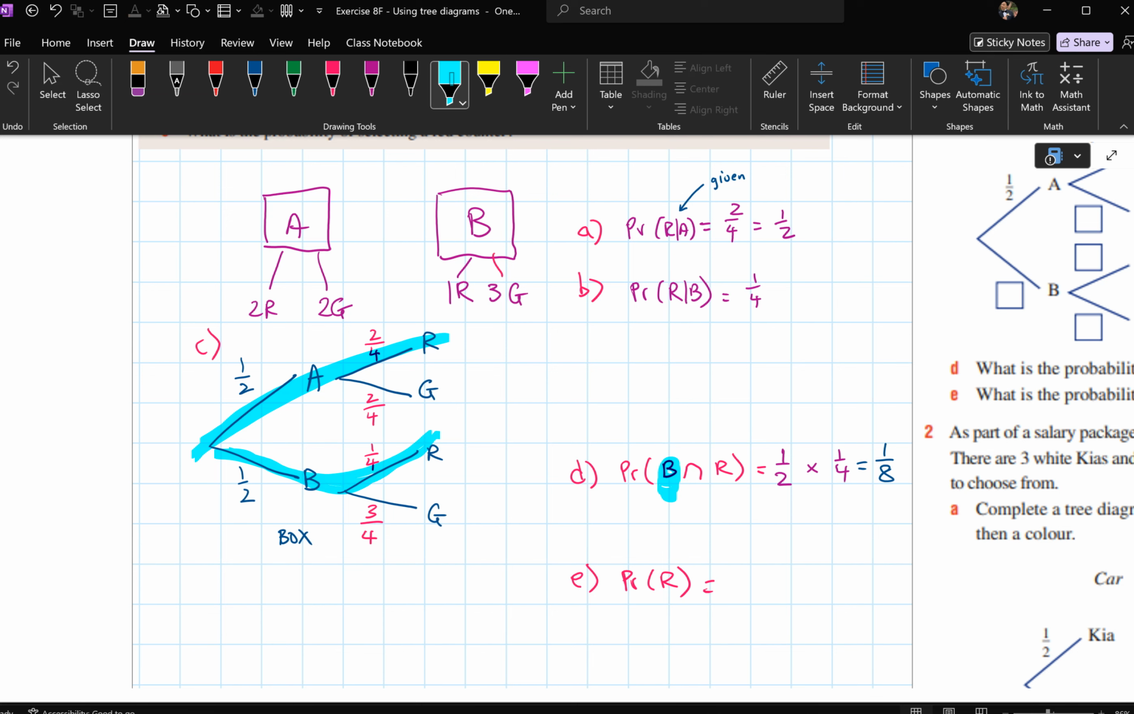Now, if you worked out the possibility of getting this, what's the probability of getting that? Well, the probability of getting box A and a red counter is equal to half times half, or 2/4. 2/4 is half. Sorry, Ed?